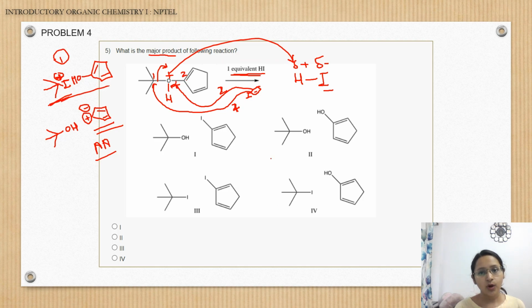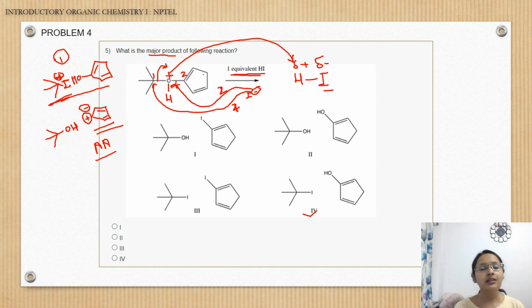So option number 4 will be the correct one. Here, because I'm just repeating myself again, what is happening is, first of all, you are treating this particular ether with one equivalent of HI. Then, as this ether has a lone pair of electrons on oxygen, this oxygen will attack the hydrogen and give you a protonated oxygen.